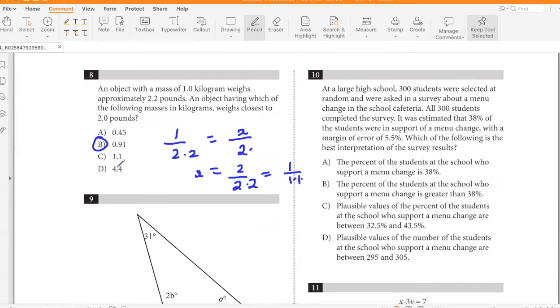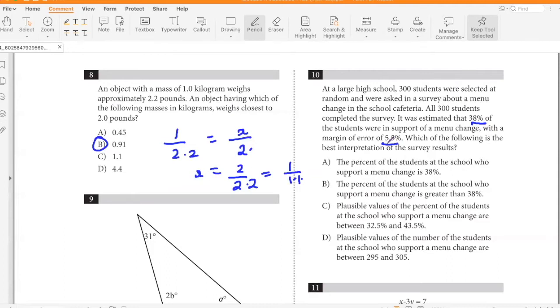At a large high school, 300 students were selected at random and were asked in a survey about a menu change in the school cafeteria. All 300 students completed the survey. It was estimated that 38% of the students were in support of a menu change with a margin of error of 5.5%. Which of the following is the best interpretation of the survey results?